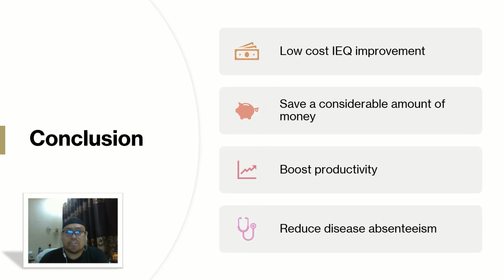Next is the conclusion. Each of these 5 solutions is appropriate for low-cost IEQ improvement. It is important to remember that a short-term investment of money to increase IEQ can save a great deal of money in the long term. A higher ventilation rate, and so increased IAQ and comfort, can not only boost productivity but also reduce disease absenteeism. Over time, with its energy efficiency and precise thermal comfort management and IAQ features, this system has saved a considerable amount of money.